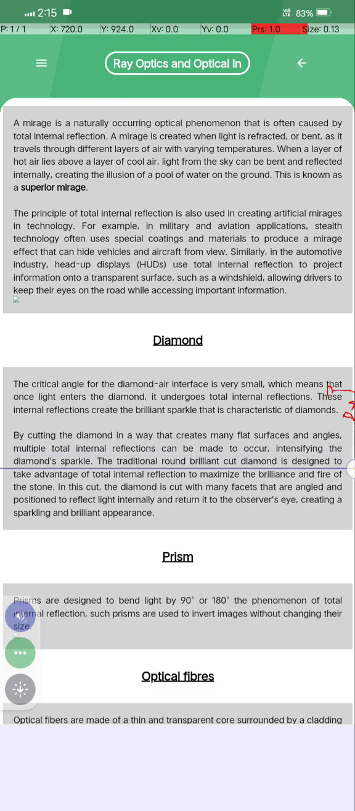intensifying the diamond's sparkle. The traditional round brilliant cut diamond is designed to take advantage of total internal reflection to maximize the brilliance and fire of the stone. In this cut, the diamond is cut with many facets that are angled and positioned to reflect light internally and return it to the observer's eye, creating a sparkling and brilliant appearance.